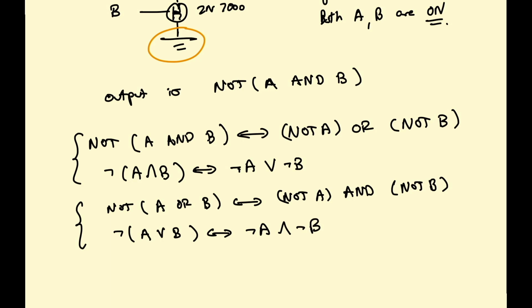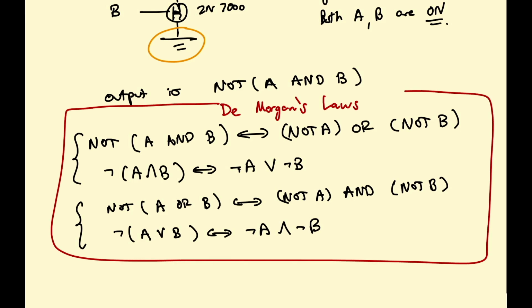Okay. So these two collectively are called De Morgan's laws. There's just two of them, but I've written them in two different ways of writing each one.